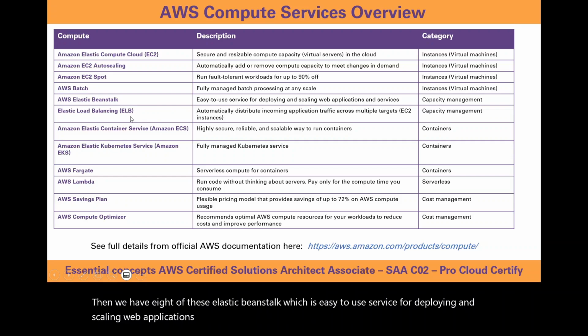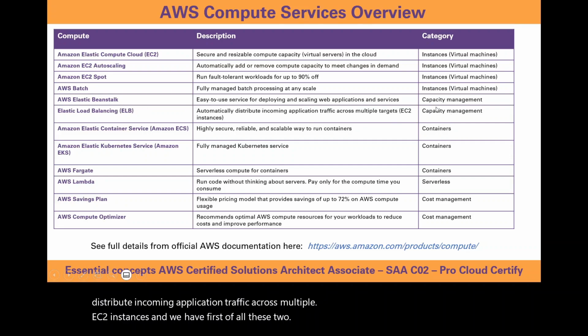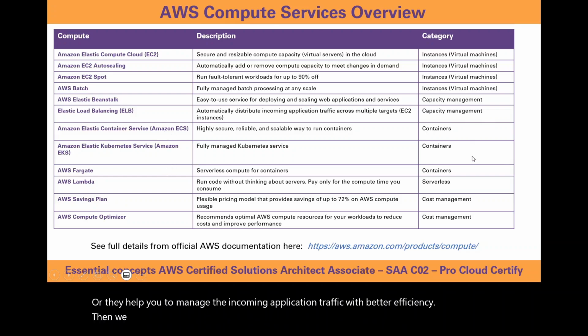Then we have AWS Elastic Beanstalk, which is an easy-to-use service for deploying and scaling web applications and services. Elastic Load Balancing helps to automatically distribute incoming application traffic across multiple EC2 instances. These two fall under the category of capacity management because they help you to either launch your services fast or manage the incoming application traffic with better efficiency.